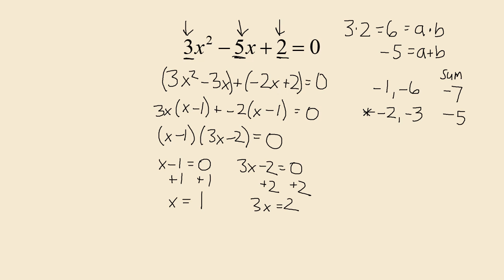So here we have 3x equals 2. The extra step involves dividing each side by 3. And when we do that, the 3's cancel over here. And I see that x, the other solution, is 2/3.